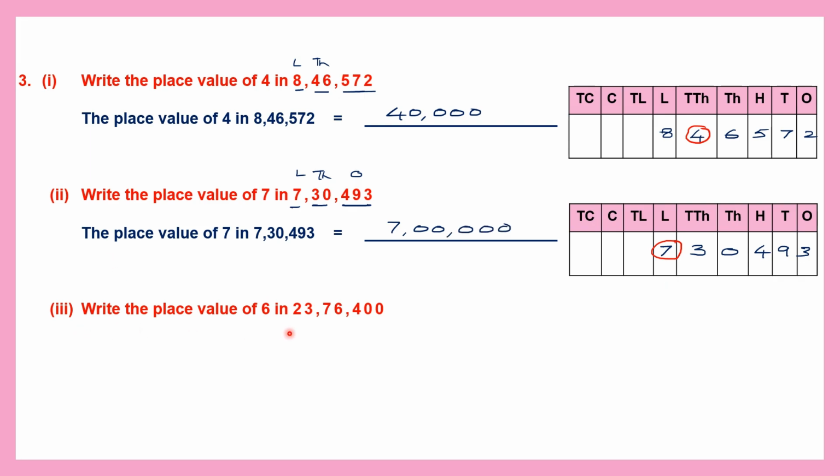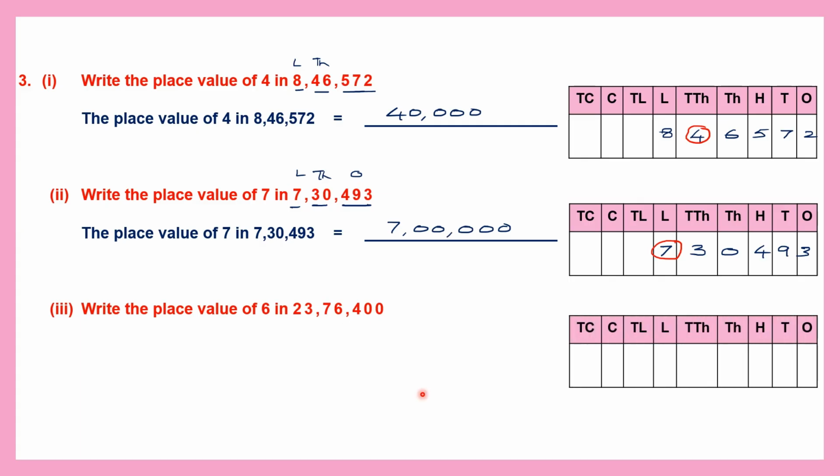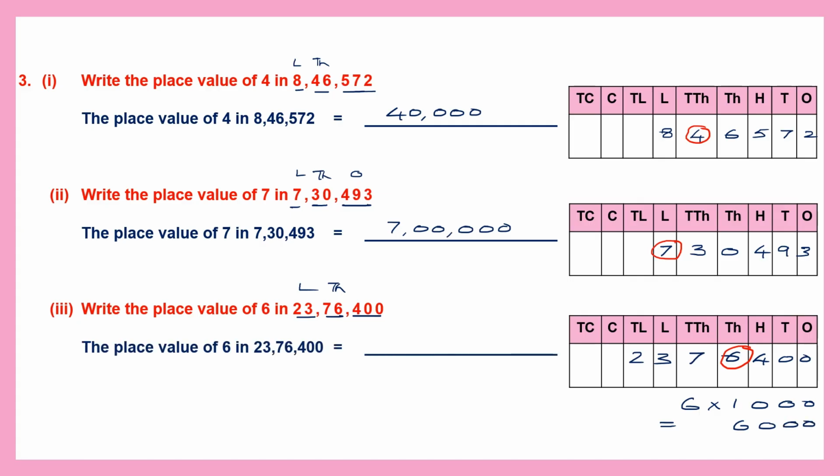Now the next one is write the place value of 6 in this number. So the place value chart is there. So let's write this 400 in the ones period. Then we have 76 in the thousands period. And then we have 23 in the lakhs period. So this is our number. Now we are asked to find the place value of 6. And as you can see, 6 is in the thousands period. So we can say 6 into 1000. So that makes it 6 into 1 is 6, 6,000. So the place value of 6 in this number is 6,000.